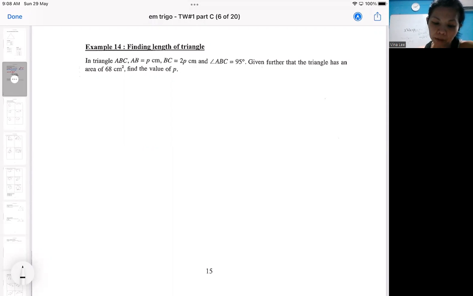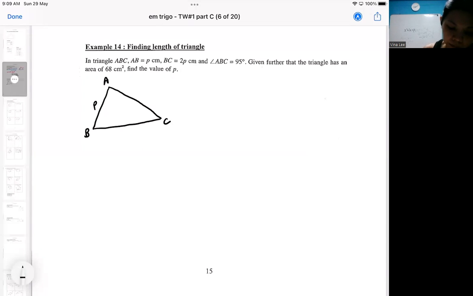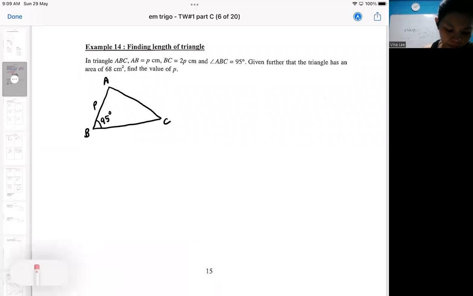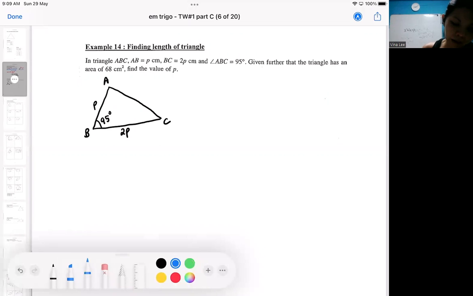So this is another example with which we will explore the area of triangle formula, half AB sine C. In this question, we are not given a diagram, so just draw it out for yourself. I put the wrong length. So draw the triangle out and do check that it is the included angle.